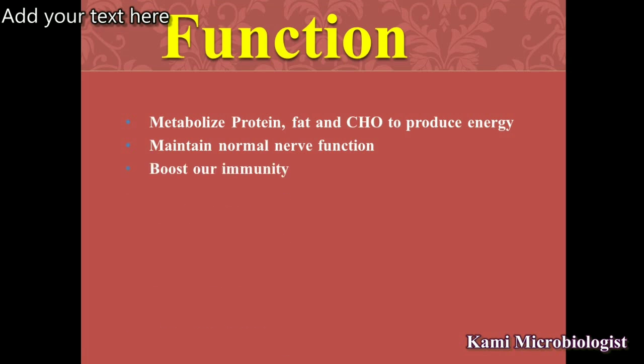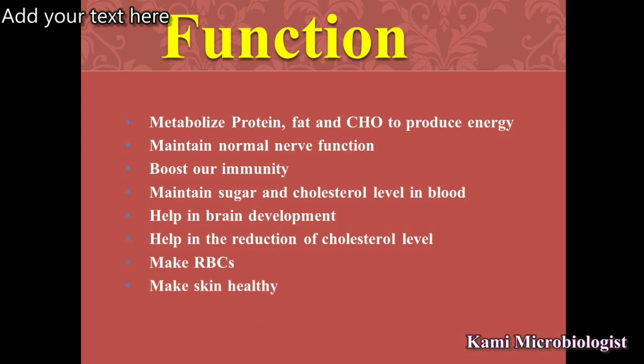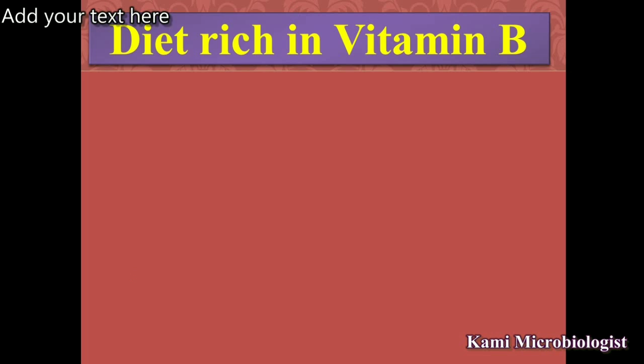Vitamin B is also involved in immunity, meaning it can boost our immunity. Mostly vitamin B can maintain the sugar and cholesterol level in the blood, and vitamin B is also important in brain development, as well as reducing the cholesterol level. It is also important to make RBCs, it can make the skin healthy, and it is important in cell division and improving cell growth.